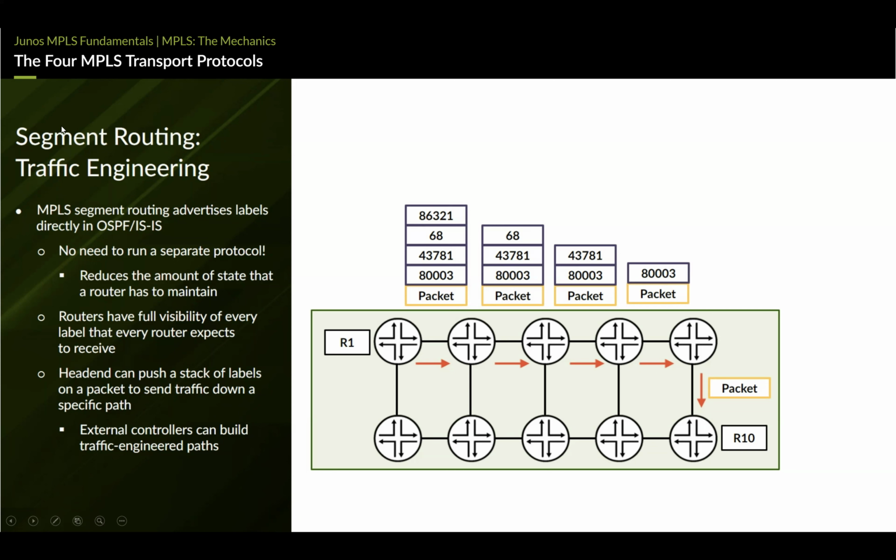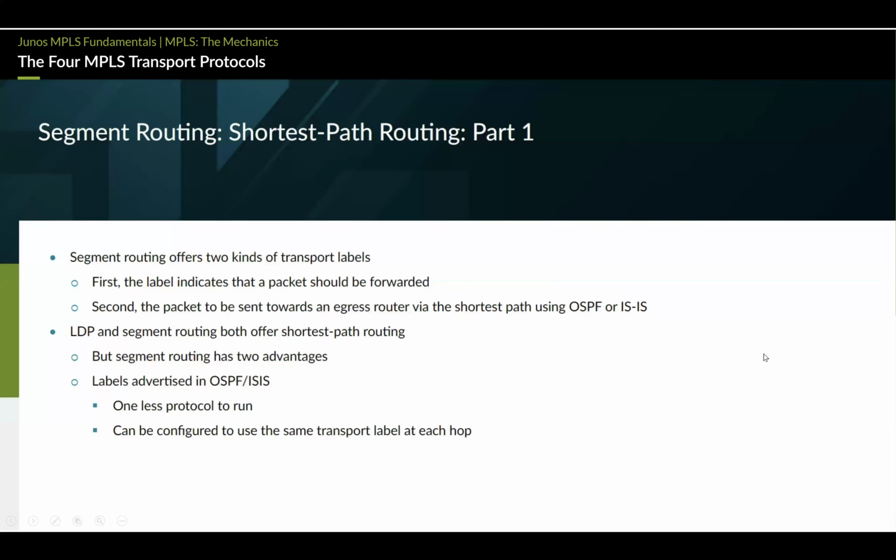So segment routing is another option for label distribution, including traffic engineering. Segment routing, shortest path routing, part one. Segment routing offers two kinds of transport labels. First, a label indicating that a packet should be forwarded, number one. Number two is the packet to be sent towards the egress router via the shortest path using OSPF or ISIS.